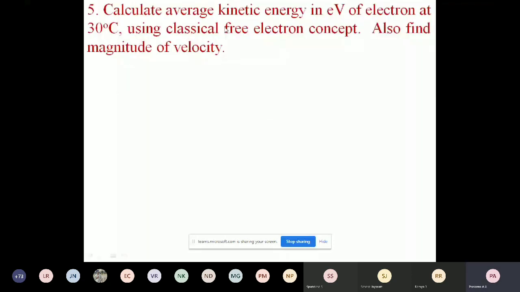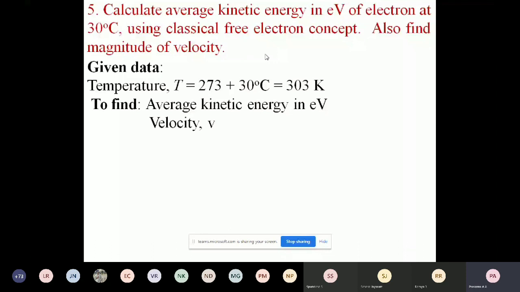And in this problem, calculate average kinetic energy in electron volt of an electron at 30 degrees centigrade using classical free electron concept, also find magnitude of velocity. Using classical free electron theory concept means you have to use the equations of the classical free electron theory. Temperature is given in centigrade, convert that into Kelvin scale, and using that temperature you have to simply calculate the average kinetic energy. That should be in electron volt.